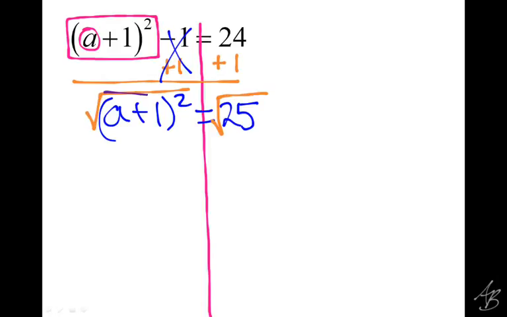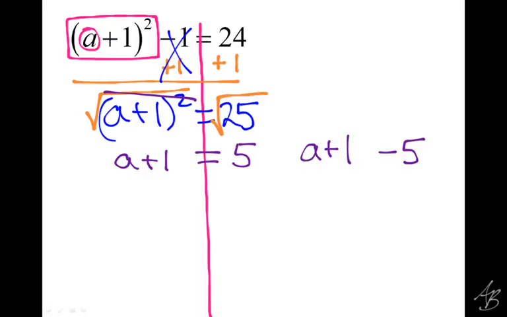So on the left side, the square and the square root cancel, leaving a plus 1. And on the right side, we're looking for the number that multiplies by itself to get 25, which is 5 and -5. Exactly. So we get two different answers here. When we take the square root, you could get a +5 or you could get a -5. And the reason is 5 squared, if we put the 5 where the a plus 1 is, 5 squared is 25, but also -5 squared is 25. So it could be either one. So a plus 1 could be +5 or a plus 1 could be -5.